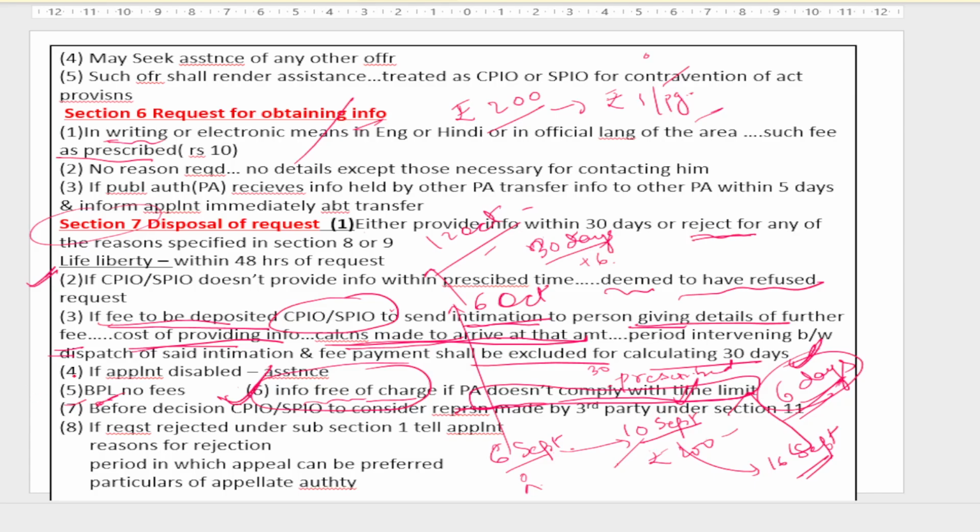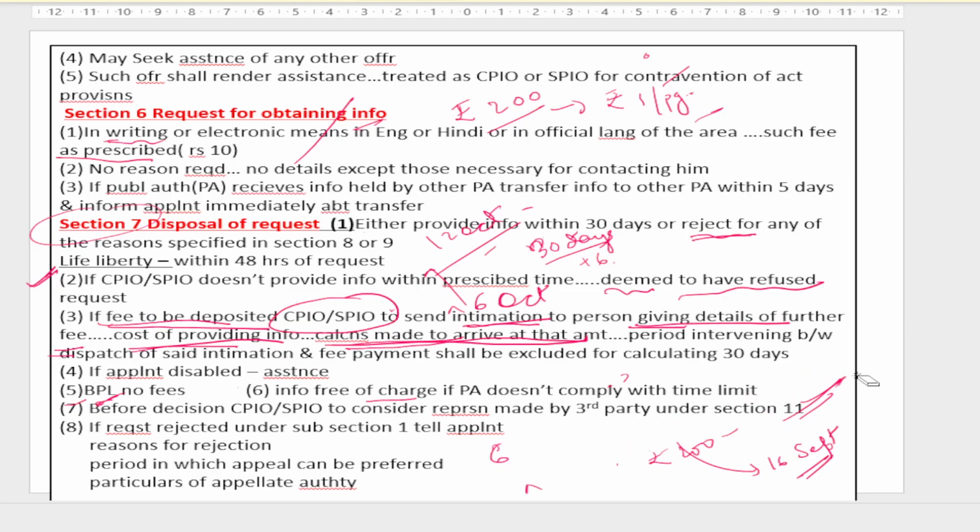Now subclause 7 of section 7 says that before taking any decision, the PIO has to consider the representation made by the third party under section 11. So this is with regard to third party information. We will cover this aspect of third party information with the help of an example.